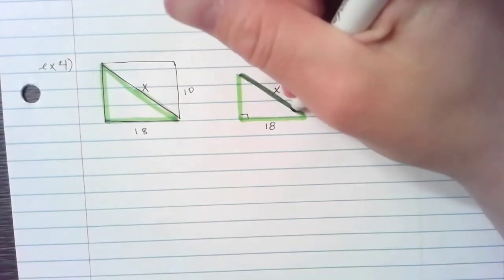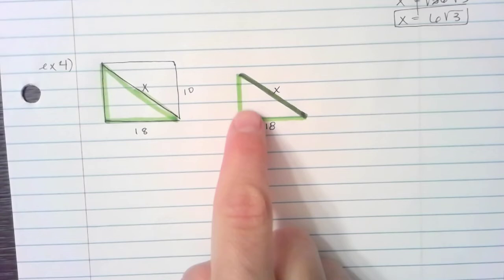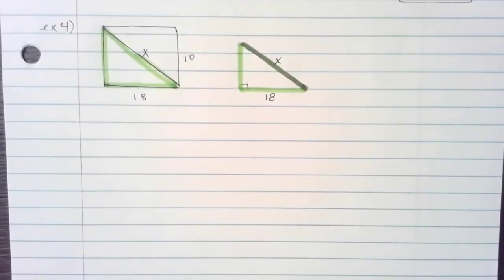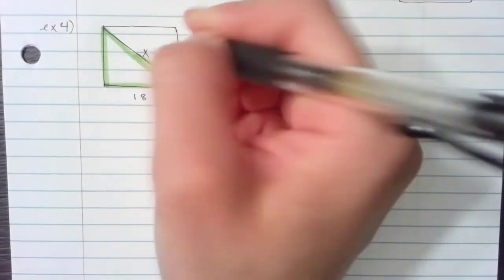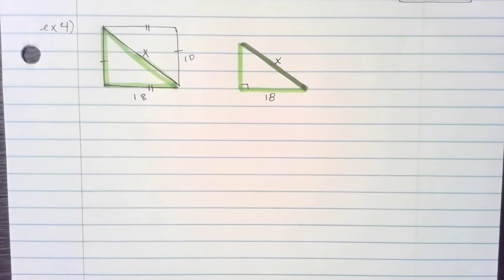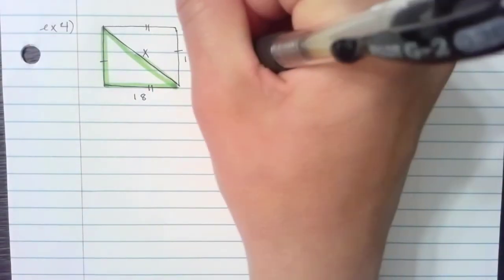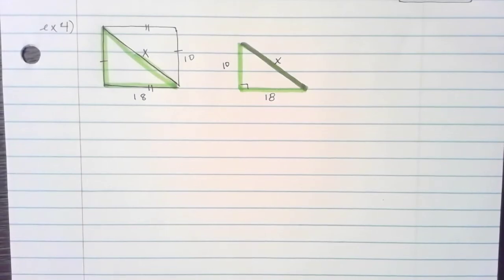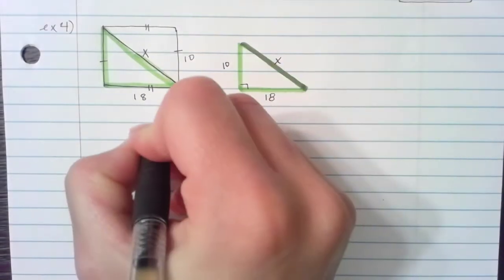What's this side over here? The key word that you might have missed was rectangle. I said this is a rectangle, and a rectangle's opposite sides are congruent. So those would both be 18. And if that's 10, this is also 10. I have everything I need in order to plug this into the Pythagorean theorem and solve it.